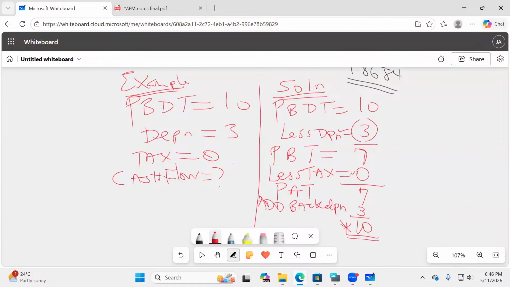Remember this 10, please, is my cash flow. So meaning that whenever tax is not given, the profit you have at hand becomes your cash flow.